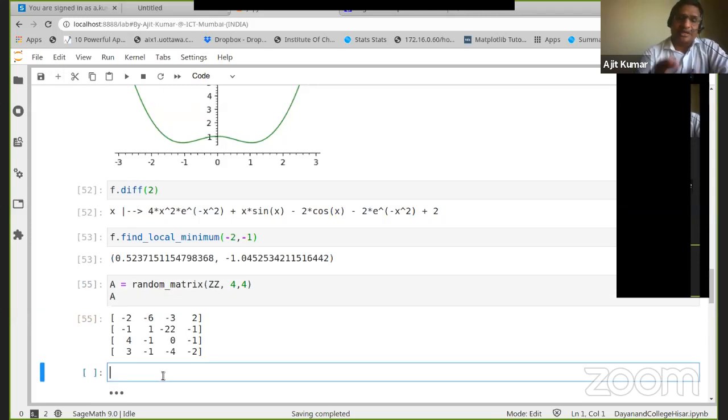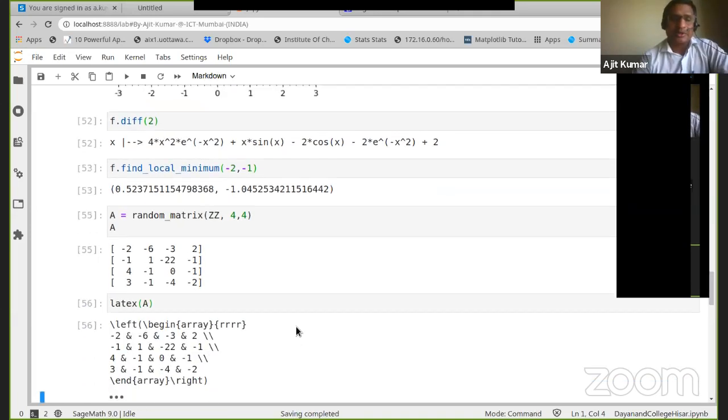Let me just tell you. So suppose we have created this matrix A. Now I want a LaTeX code of this. I can simply say LaTeX of A. Here it is. Now in this code, you can type it in your LaTeX document, you can process it, and that's it. So if you have done some complex computations in Sage, it is very easy to transfer or translate it into a document.